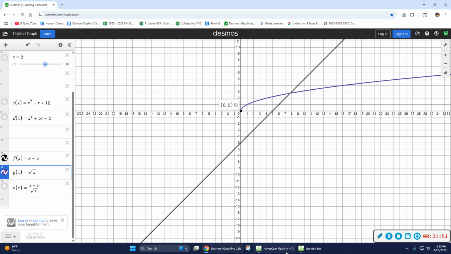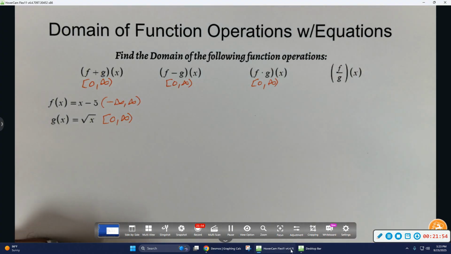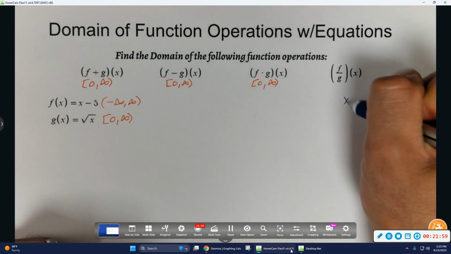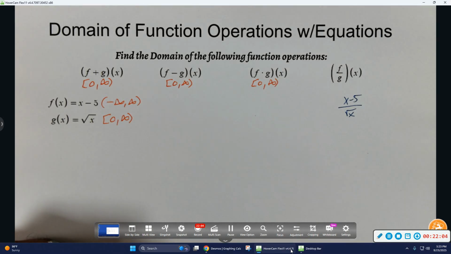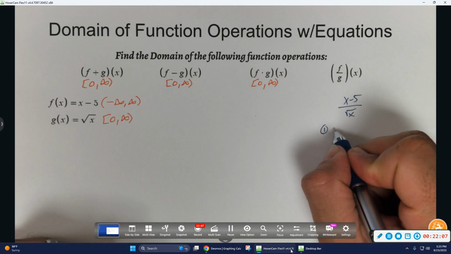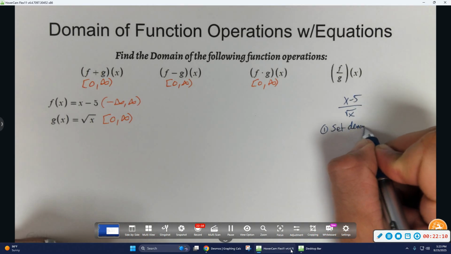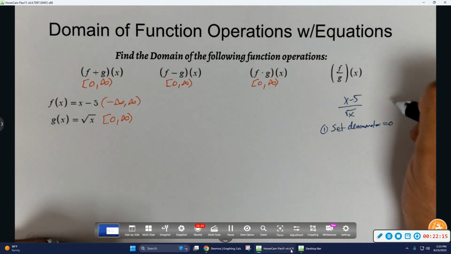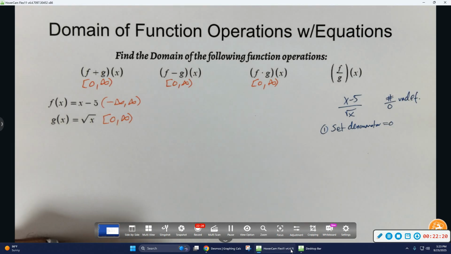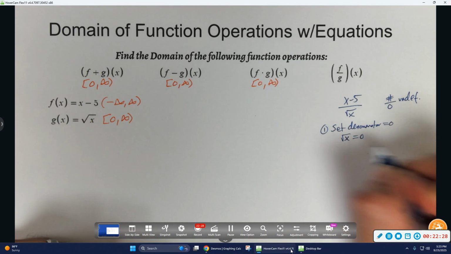Now, what happens when we divide them? Remember, division has its own rules. We're going to divide the function x minus 5 by the square root of x. Step 1: when does the denominator equal 0? Set the denominator equal to 0. It'll always be the denominator. Because remember, we cannot divide by 0. This gives me an undefined value. The number does not exist. The function breaks at 0. So let's find out where that is.